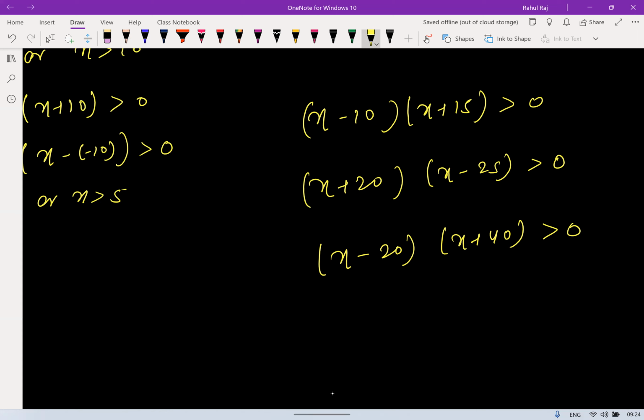That 40 there that you've written? Yep. Okay, so tell me the answer for the first one. X is less than minus 15 or x is greater than minus 10. No. It is already in the form of minus a, so x is greater than 10.